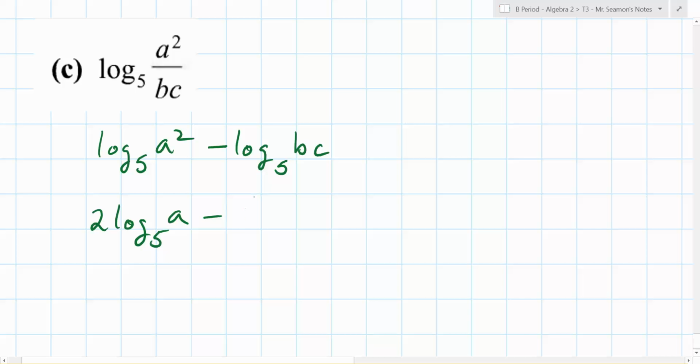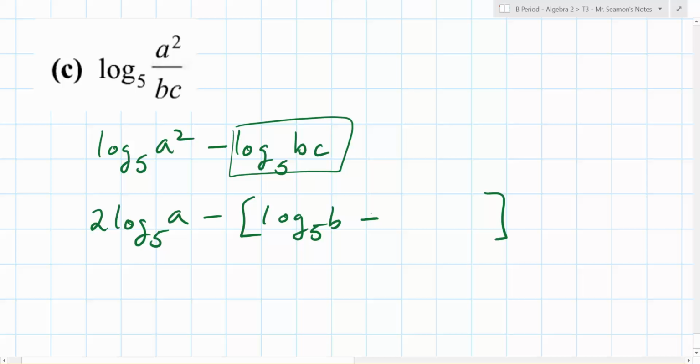And what does the next thing turn into? What can you do with this right here? Someone tell me what I can do with that. Verdi. You have addition, so log base 5 of B plus log base 5 of C. You see how I put parentheses around the whole thing? Because this is the same thing as this. So that minus sign is here, but this is the same as this.